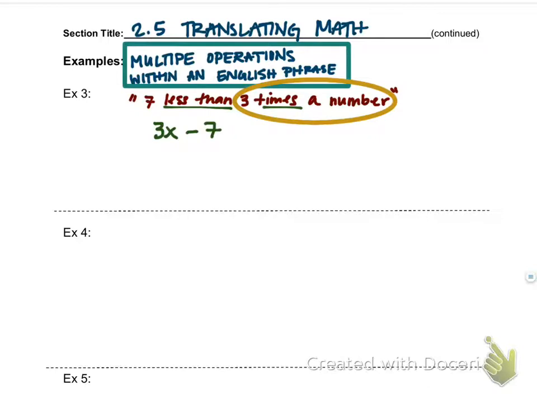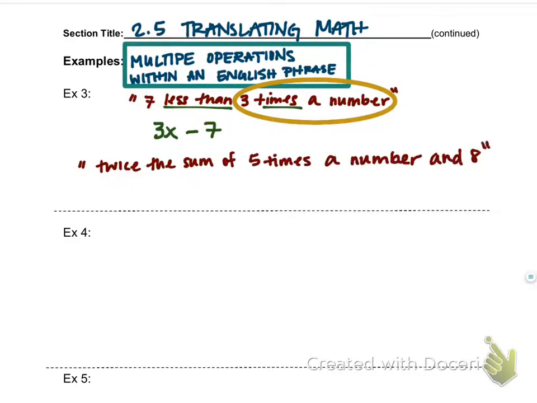So I'm going to write 3x in order to indicate 3 times a number. Now, "less than" is one of those in which we don't have a direct translation, so make sure you're organizing that particularly carefully. Another example we'll take a look at is what if we have twice the sum of 5 times a number and 8?